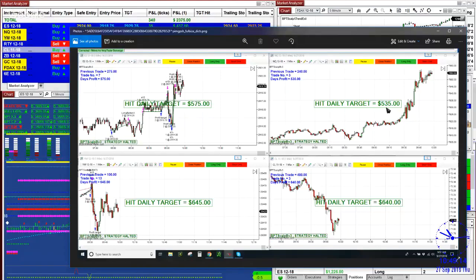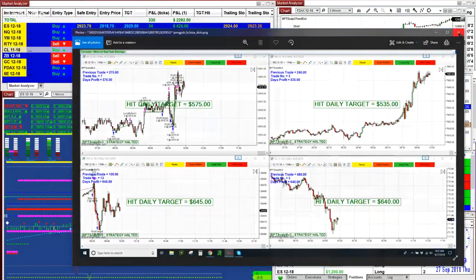3 trades on the Nasdaq, 535, CL 640. He's using the B scalper. Okay. And then he nailed 645. So on the YM, he hit 145, takes more. That's good, Fernando. Very nice.